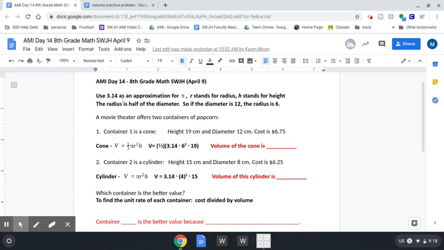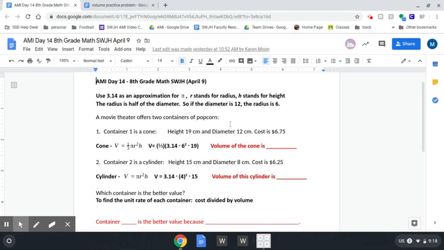First thing I want you to take note of is the directions where it tells us we're going to use 3.14 for pi, that R stands for radius, H stands for height, and of course radius is always half the diameter. So for example, if the diameter is 12, the radius is 6.